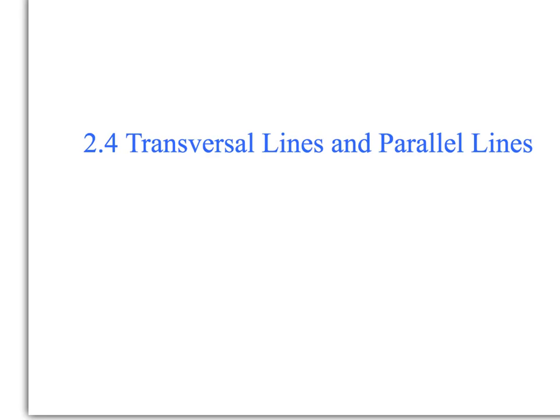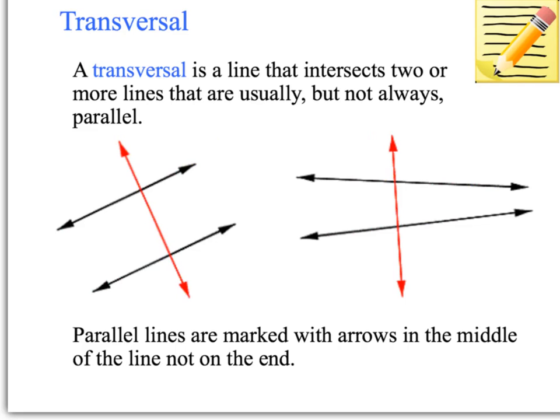So today we're going to learn about transversal lines and parallel lines, which is 2.4 in our textbook. Now, the transversal line is a line that intersects two or more lines that are usually parallel, but they don't have to be. So in this case, the transversal are these red lines here. You can see it intersects or goes through two lines.